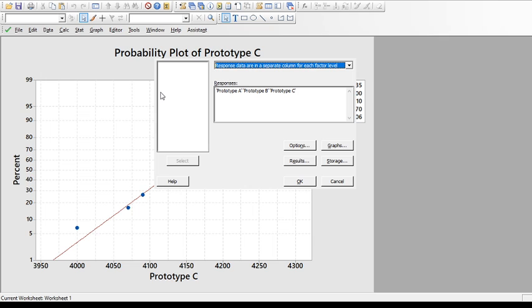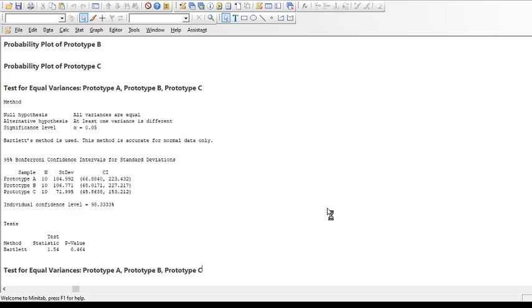So now in the test of equal variance, the responses are in separate columns, because I have prototype A, prototype B, and prototype C in separate columns, right? So each factor level is in a separate column. I select all of those, click on select, options, confidence is 95%, use the test based on normal distribution, because we have proven that it is all following the normal distribution. So you can click OK, and click OK.